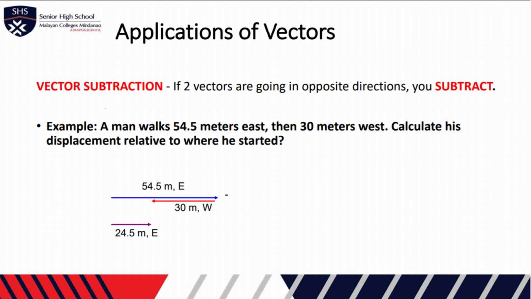So in this case, east is longer, or the arrow that pertains to the east is longer and has a bigger amount than the arrow that pertains to west. With that, we have here our answer, 24.5 meters east. You are very good at subtracting and adding vectors.